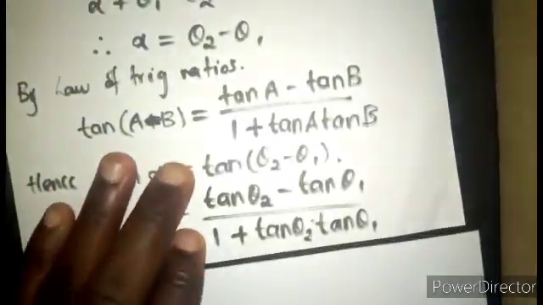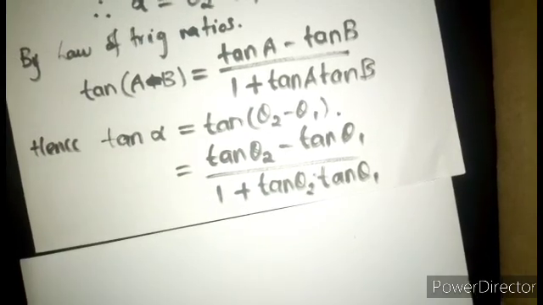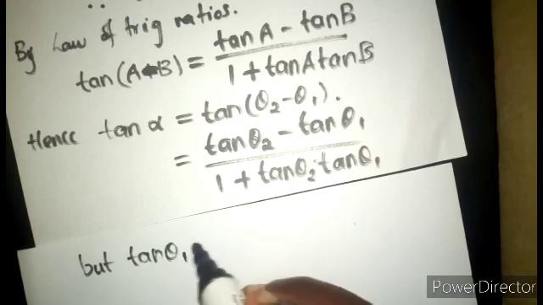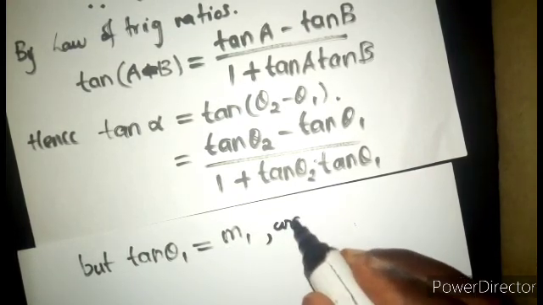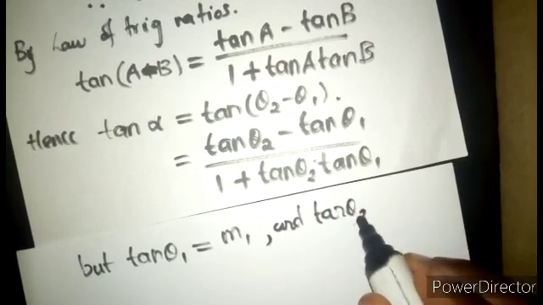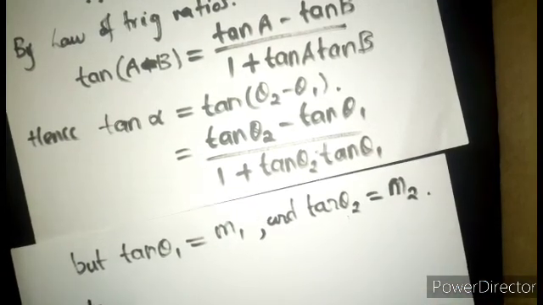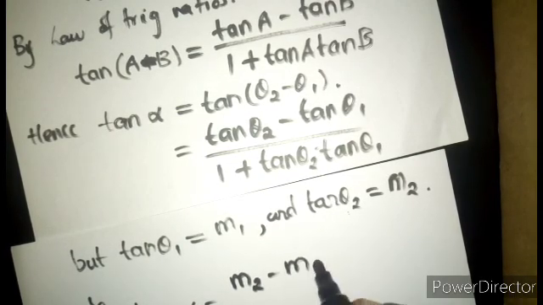Now, we know that the tangent of theta 1 is the gradient, and the tangent of theta 2 also will be its gradient. So tangent of alpha, that's the angle between those two lines, will be m2 minus m1 over 1 plus m2 times m1.